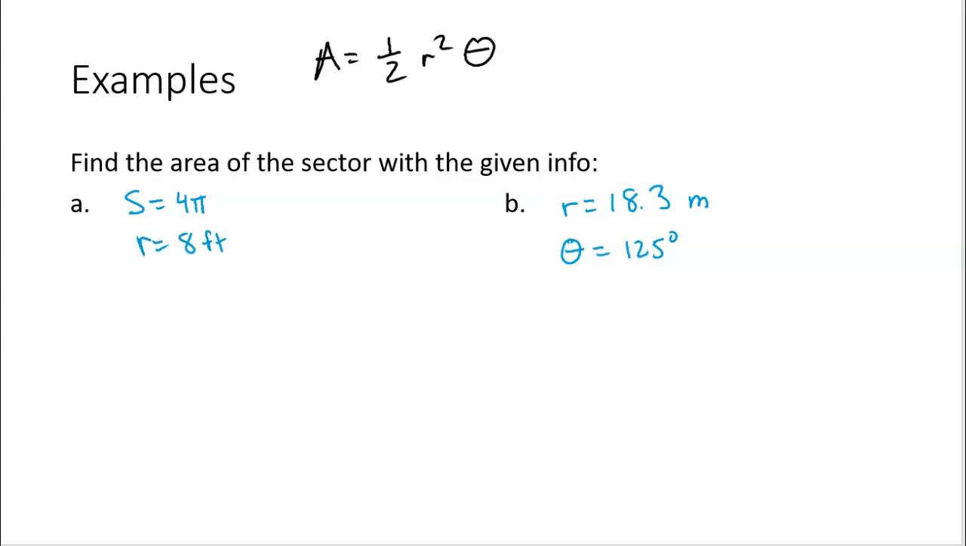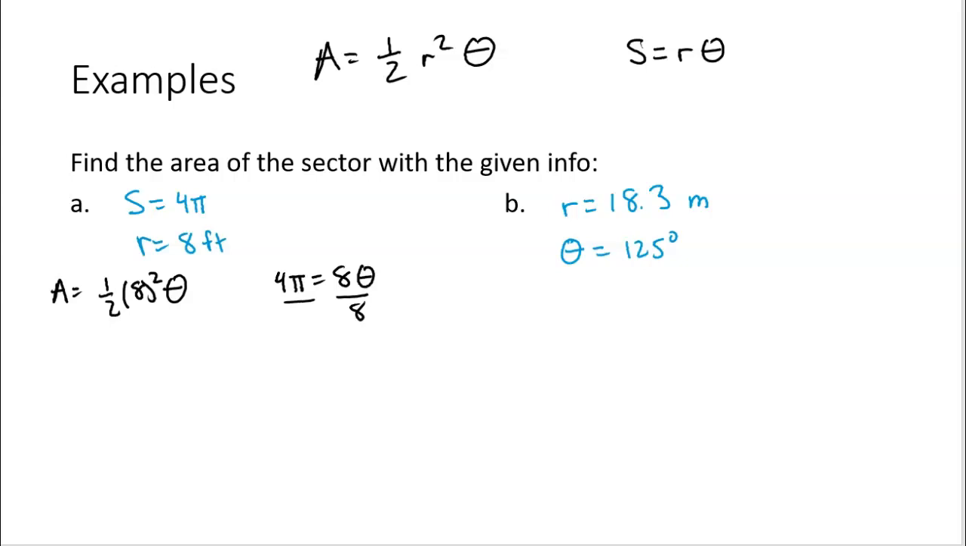So on this problem, so far what I know is that it's going to be 1/2 times 8 squared and then the theta. The problem is, I don't know what my theta is. So I actually have to rely on the other formula that we just used, S is equal to r times theta. What do I know about that one? I know that 4 pi is equal to 8 times theta.